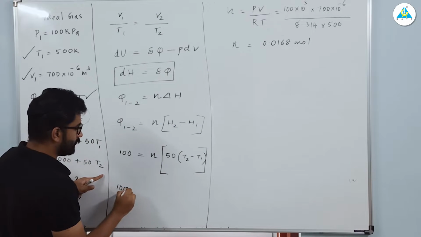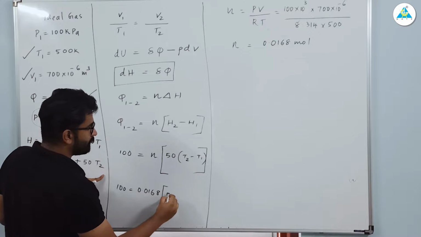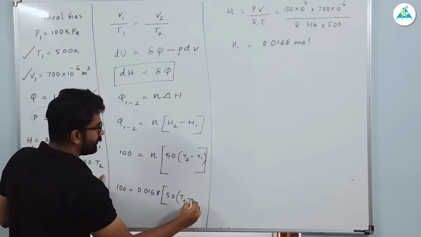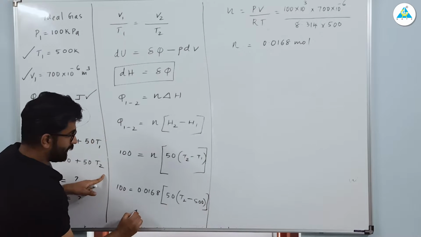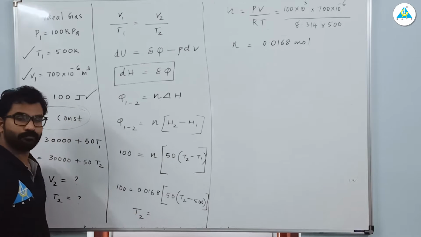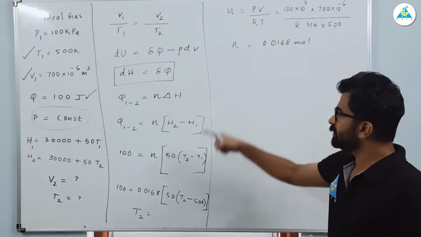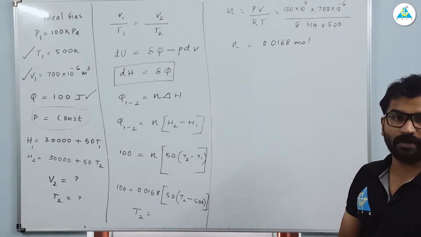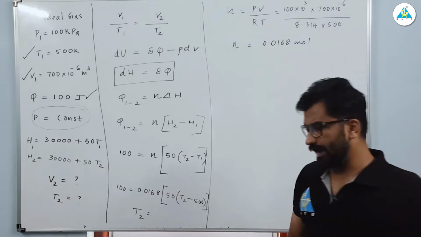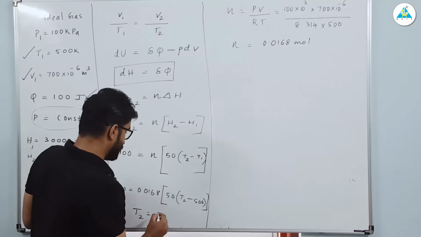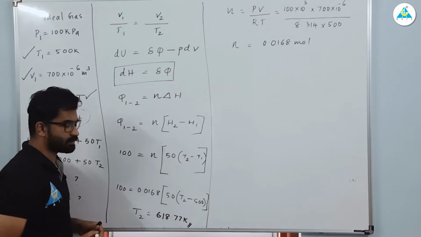Right? So once you get that number of moles, substitute here. That is, 100 is equal to 0.0168 multiplied by 50 into T2 minus T1, whose value is 500. Now calculate the value of T2. Clear? I hope up to this is fine. Right? So substitute number of moles here and find the value of T2. What will T2 come out to be? I think the T2 answer you will be getting is 618.77 Kelvin. So this is your T2.